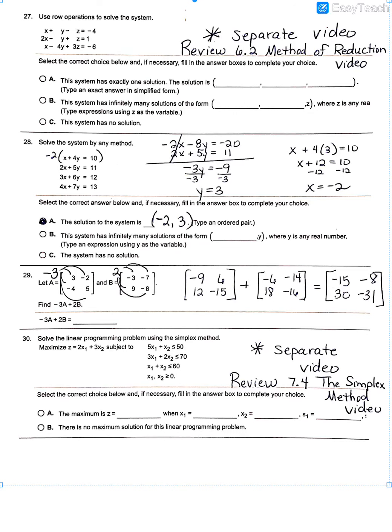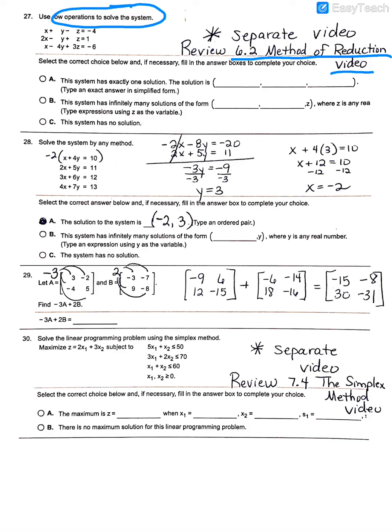Okay, on question 27, where you are using row operations to solve the system, I would recommend that you just go back to my separate video. It's listed as 6.2, or it's listed as method of reduction video. So I would go back to that for question number 27 and review that method there.